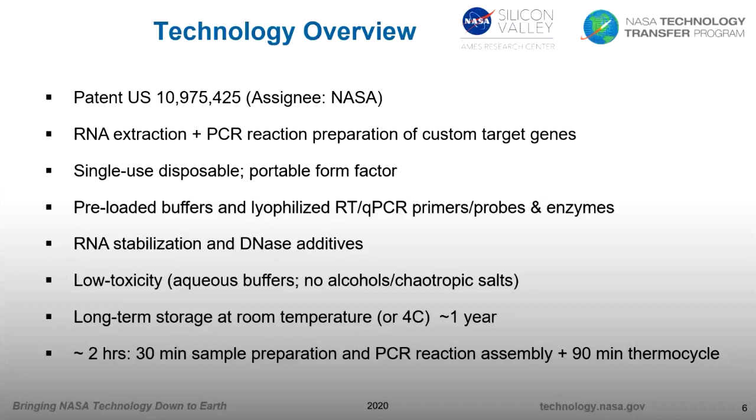There are other RNA stabilizers in there and DNase additives as well that are described in the patent. And that's basically for specificity and to not have degradation of the sample or the RNA that was extracted. One of the things that's specific about this IP is that the chemical formulation for the assay that does the RNA extraction is of low toxicity. So unlike most commercial products where you have alcohols or chaotropic salts, we don't have that, and we did that intentionally to make it easier and safer to run on board the space station.